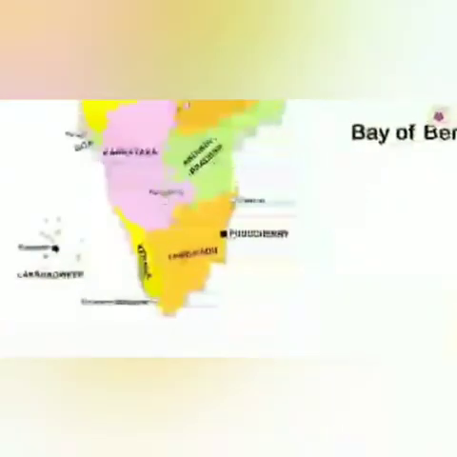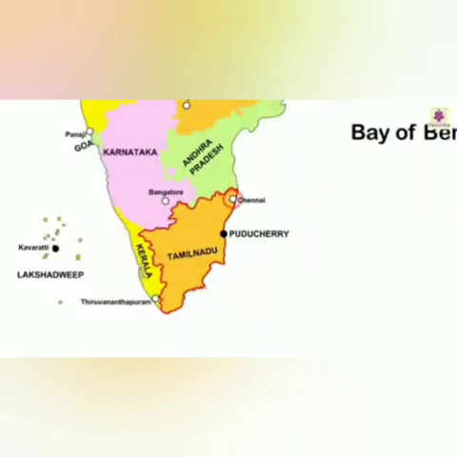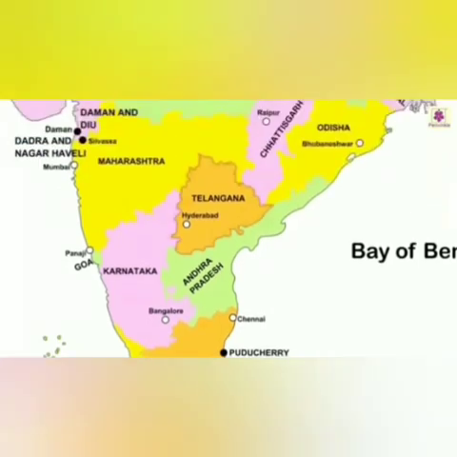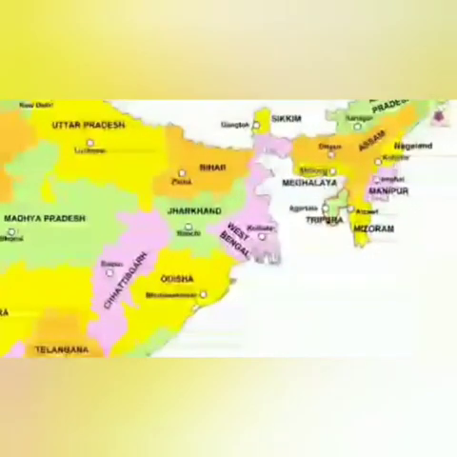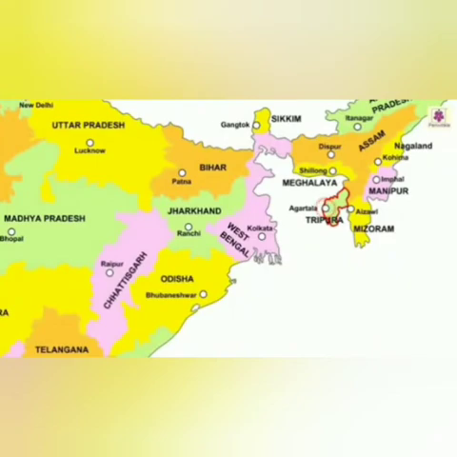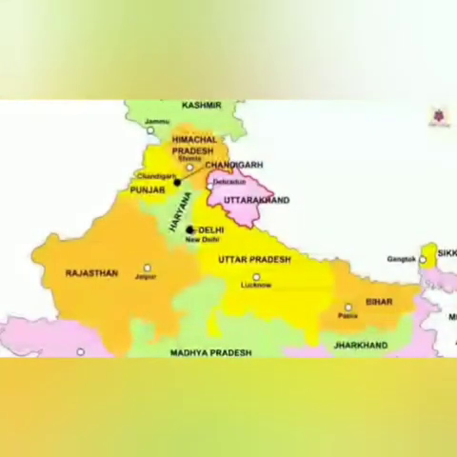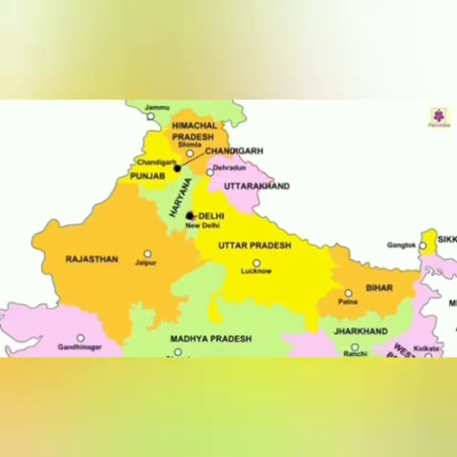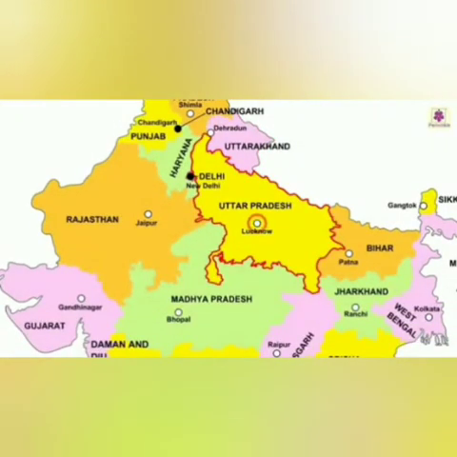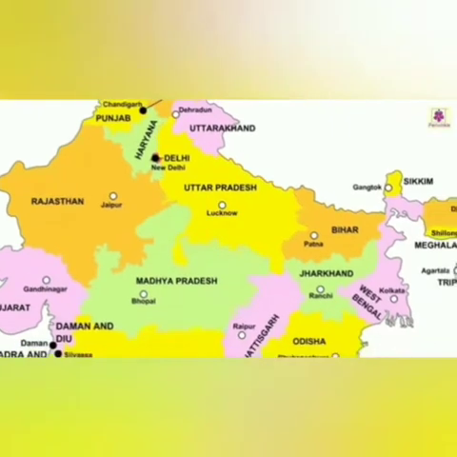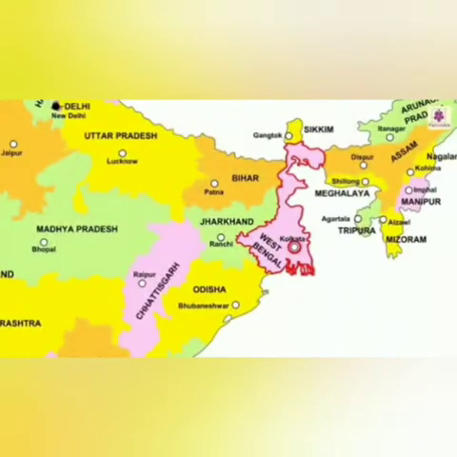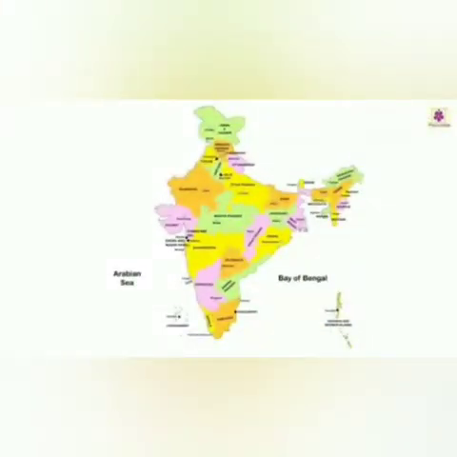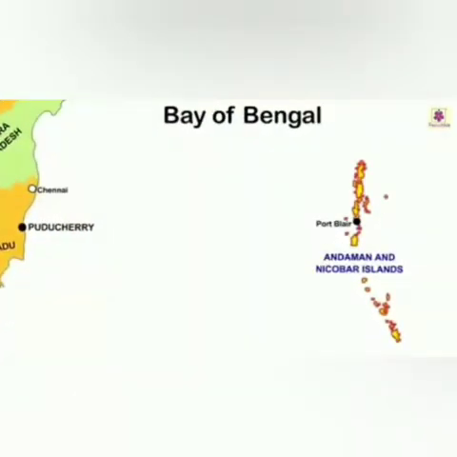Sikkim. Its capital is Gangtok. Next is Tamil Nadu. Its capital is Chennai. Next is Telangana. Its capital is Hyderabad. Next is Tripura. Its capital is Agartala. Next is Uttarakhand and its capital is Dehradun. Next state is Uttar Pradesh. Its capital is Lucknow. Next is West Bengal. Its capital is Kolkata. These are the 29 states and their capitals.